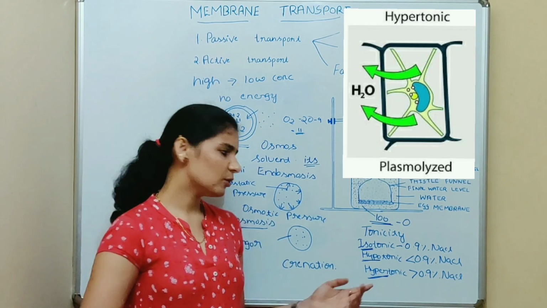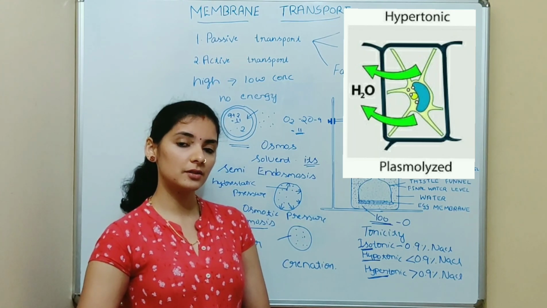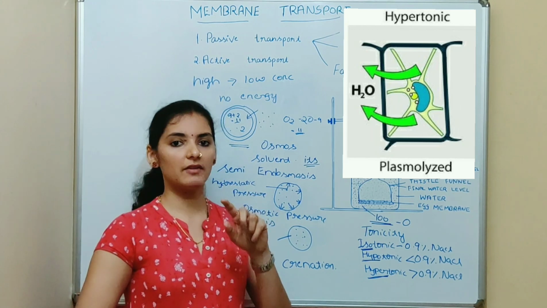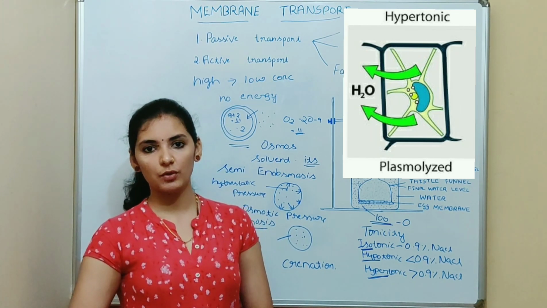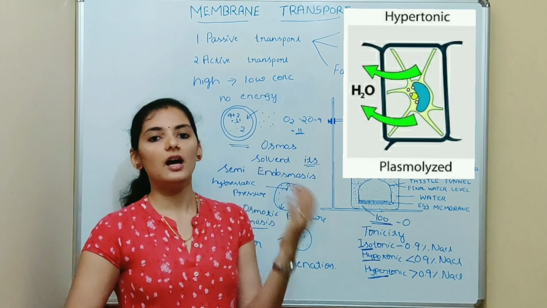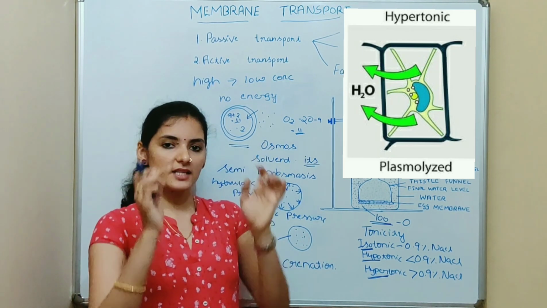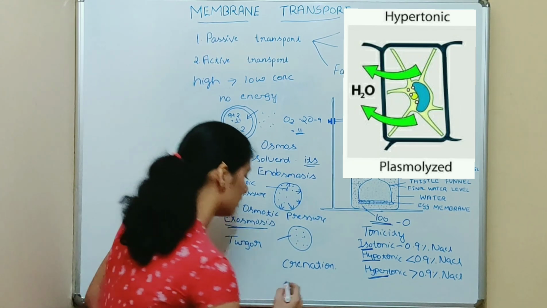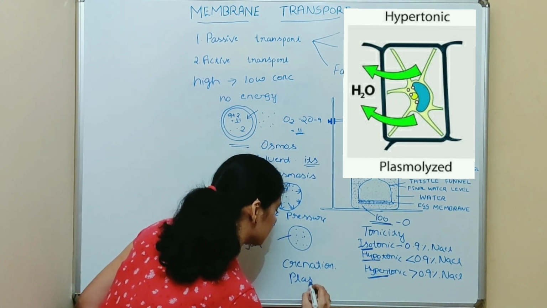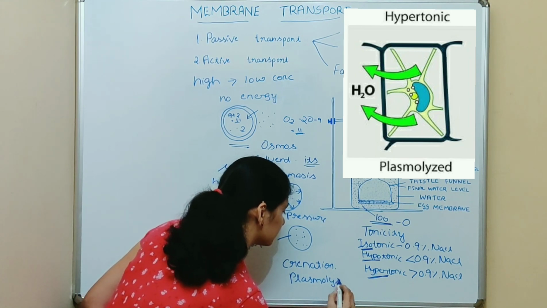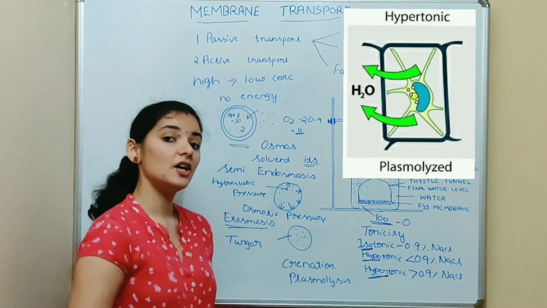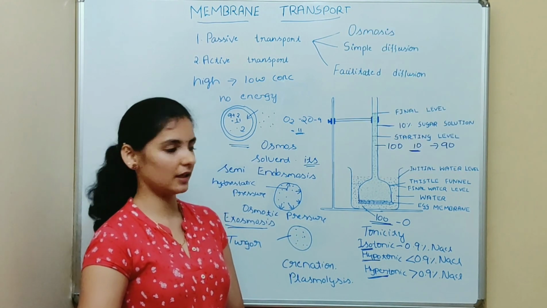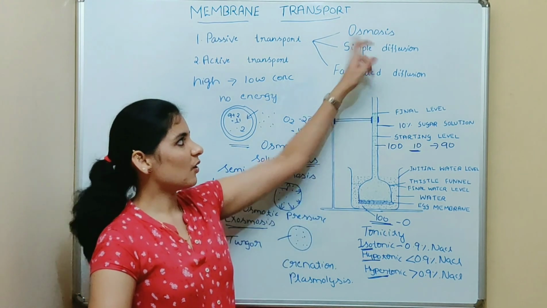What happens when you place a plant cell in a hypertonic solution? Again, exosmosis takes place. The plant cell has a large central vacuole which contains a large amount of water. So water from the central vacuole comes out, because of which the plasma membrane separates from the cell wall and it shrinks. That condition is called plasmolysis. So plasmolysis is the separation of the plasma membrane from the cell wall due to exosmosis. That is all about osmosis.